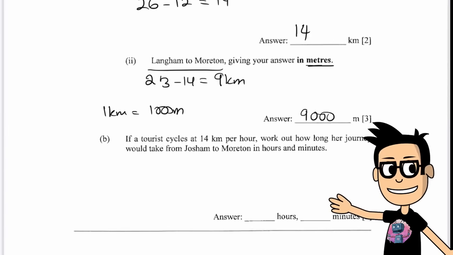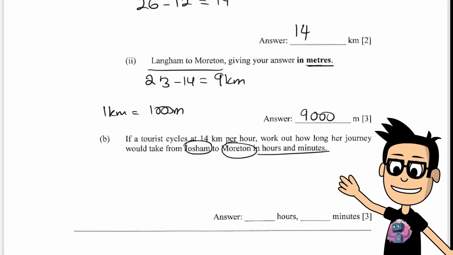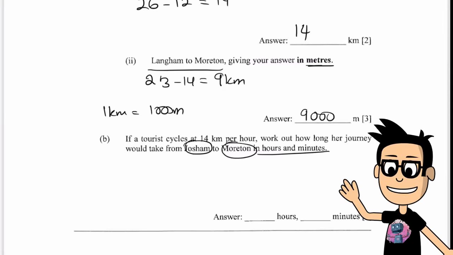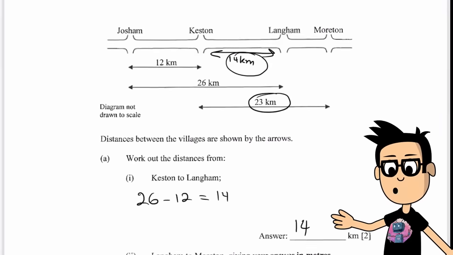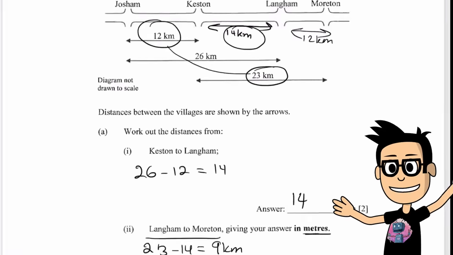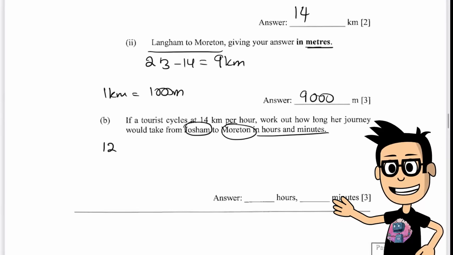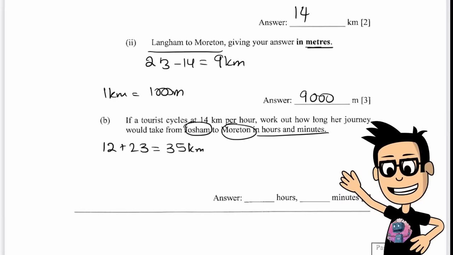If a tourist cycles at 14 kilometers per hour, work out how long her journey would take from Josham to Moreton in hours and minutes. So Josham to Moreton. The first thing I'm going to do is calculate the distance from Josham to Moreton. I have Josham to Keston, which is 12, and Keston to Moreton, which is 23, and add these together. So we'll have 12 plus 23 equals 35. And that's the entire distance from Josham to Moreton.